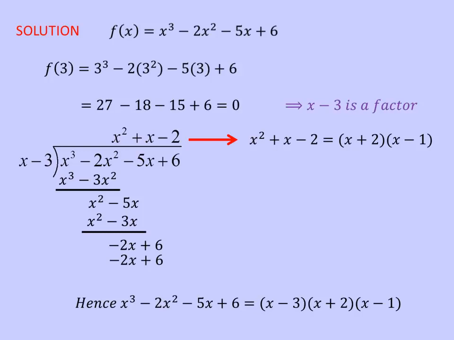I tested mine using 3. You may have used another value, negative 2 or plus 1. Either way, once you've fully factorised it, you should get the same results as myself. So x cubed minus 2x squared minus 5x plus 6 factorises to (x minus 3)(x plus 2)(x minus 1).